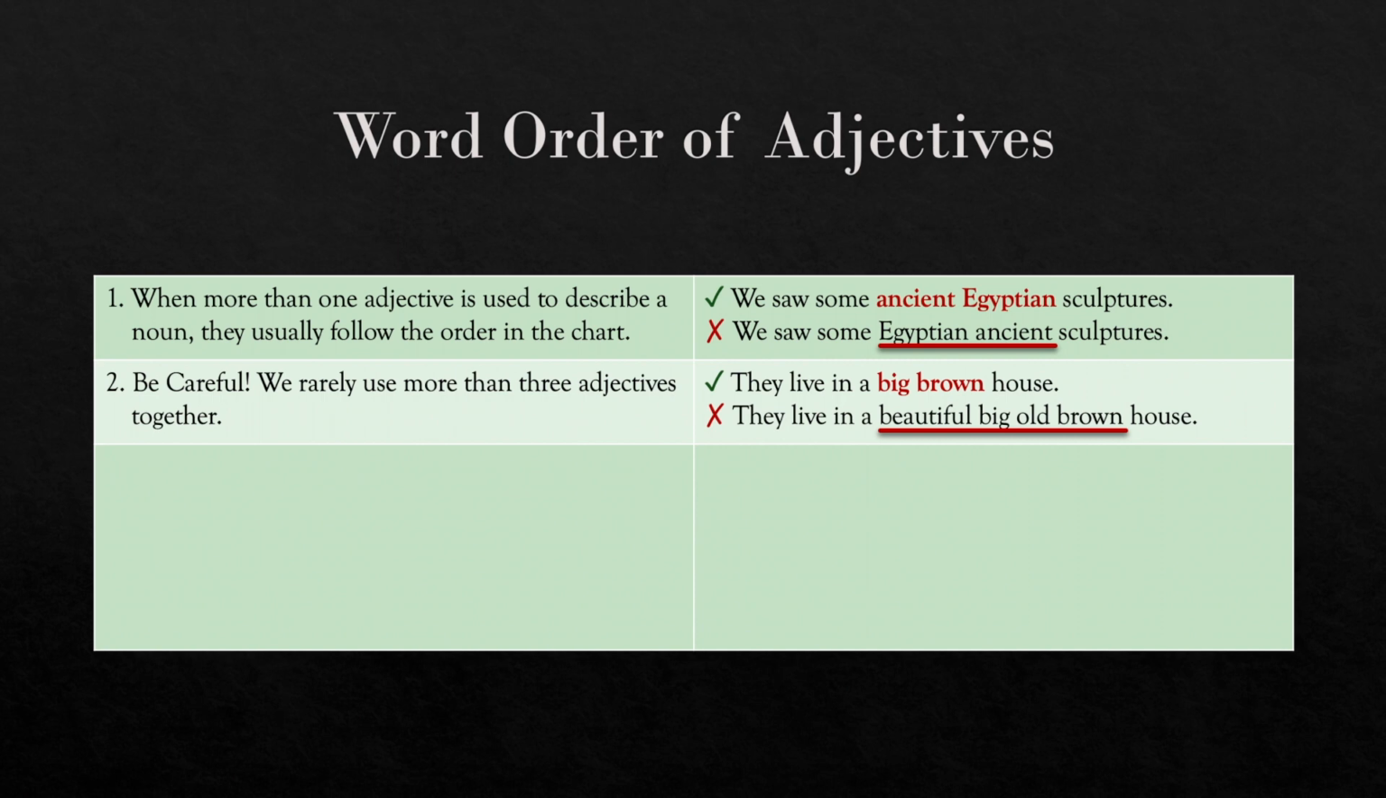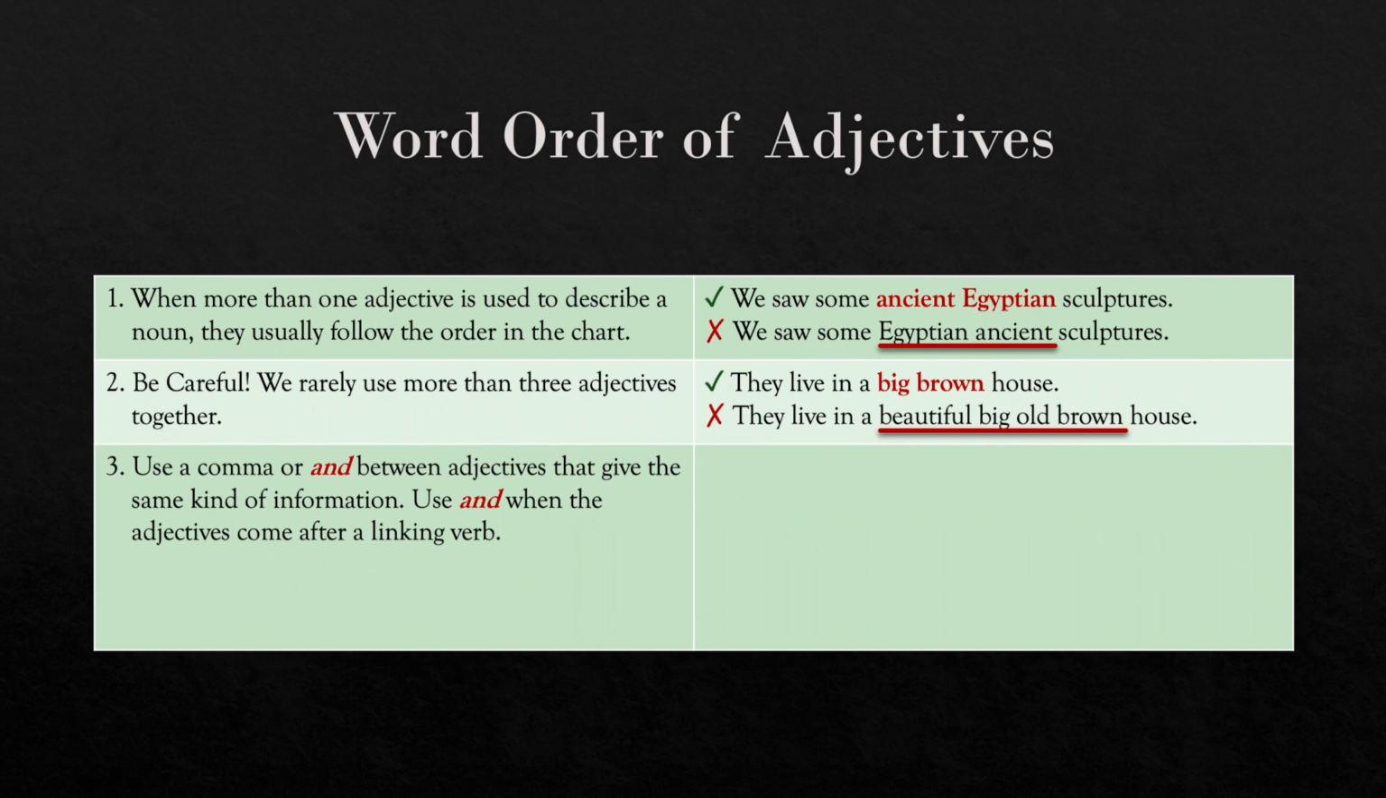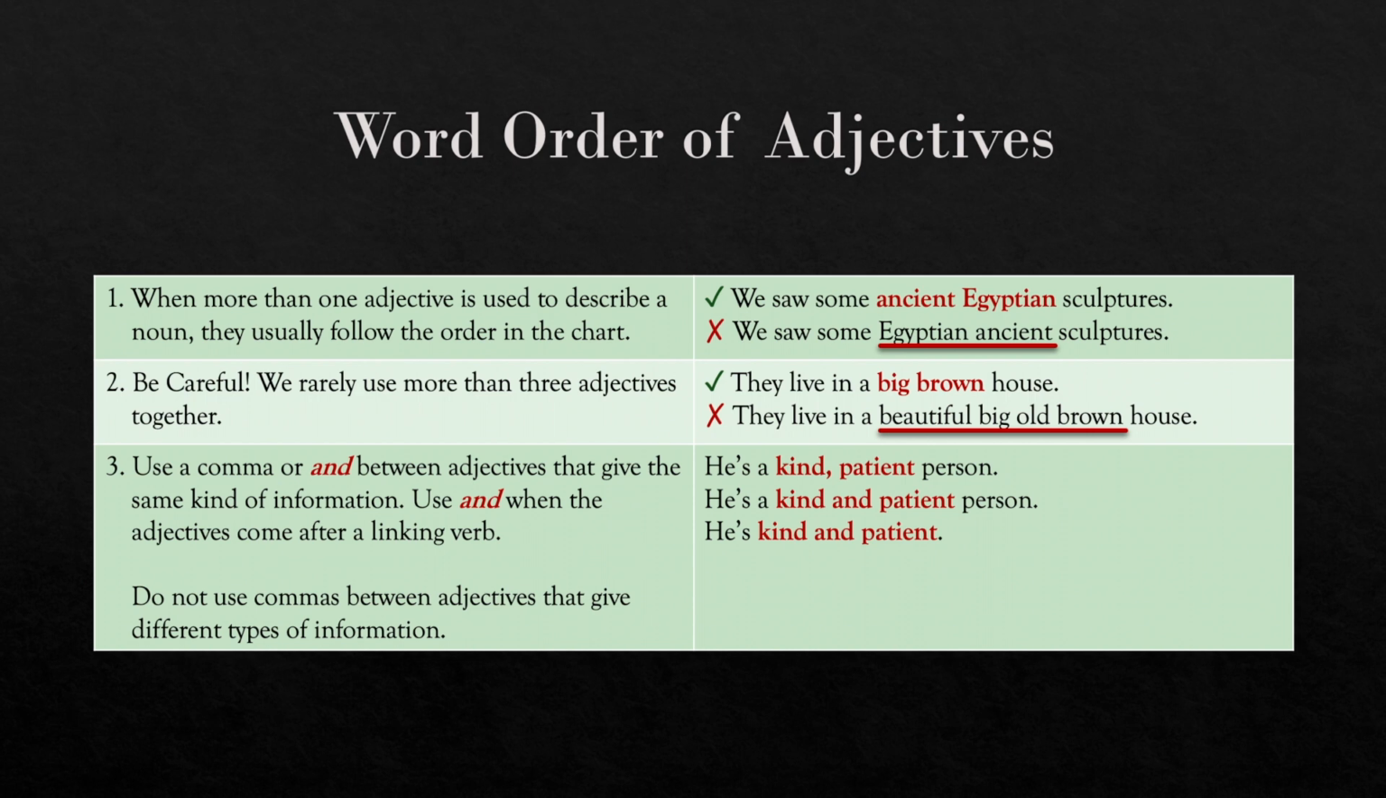Rule number 3. Use a comma or and between adjectives that give the same kind of information. For example, he's a kind, patient person, or he's a kind and patient person. Or if you're using a linking verb, he's kind and patient. The linking verb is be, in this case, he is. Do not use commas between adjectives that give different types of information. The examples are, I have a big orange cat, no comma. And she has short, curly, blonde hair.